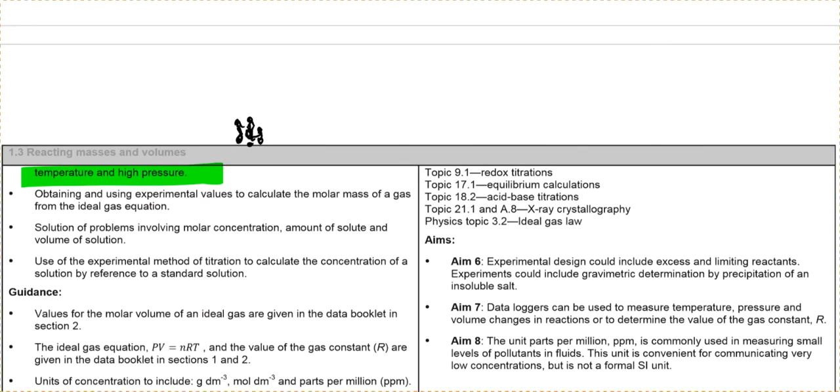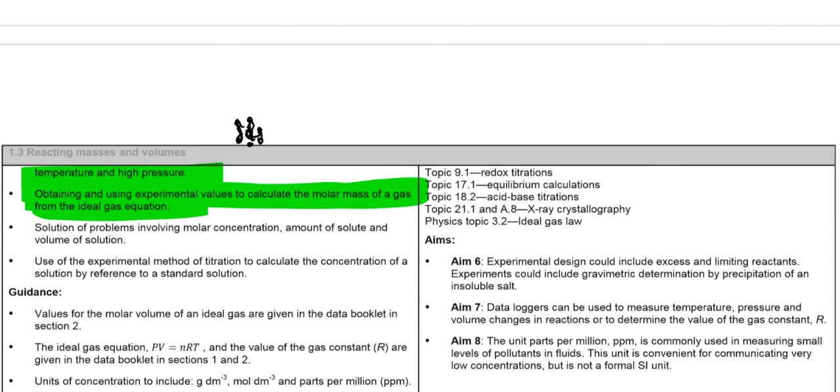Sometimes you're going to be given results from an experiment, and you'll have to use that to get an answer from the ideal gas equation, and that's just substituting in values. So again, this is just working with concentration and that formula.